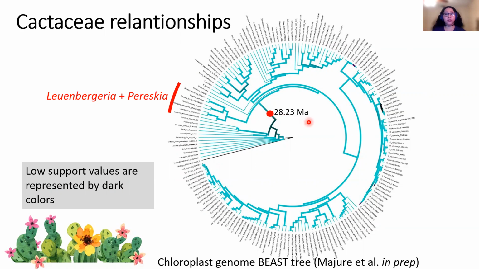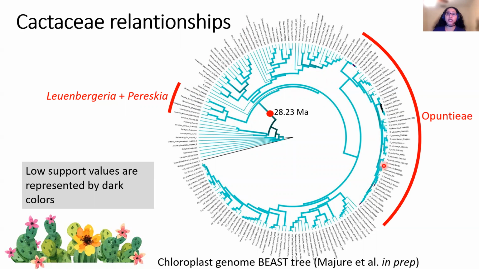I'm going to show you some examples of interesting nodes, like the Leuenbergeria Pereskia clade around here, which is recovered as sister of the rest of Cactaceae. But in previous studies, this position has changed, so we don't know exactly if this is accurate. And sometimes it falls inside other clades inside Cactaceae.